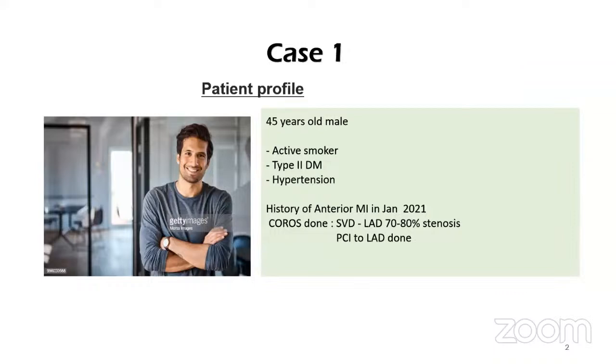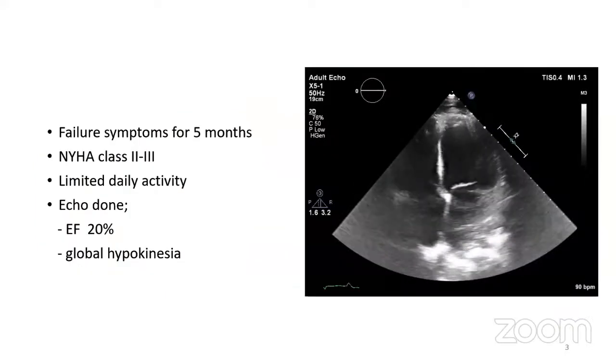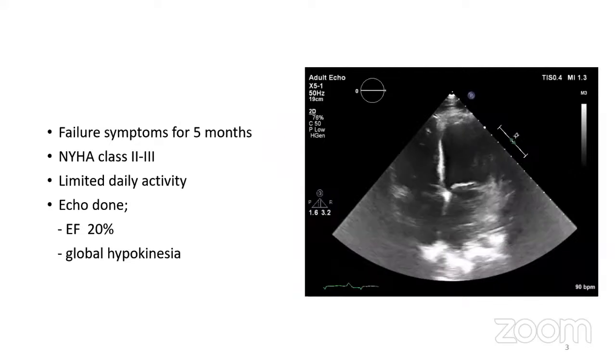The first case is a 45-year-old gentleman who is an active smoker. He is a type 2 diabetic with hypertension. He had a history of anterior MI in January 2021. Coros were done and noted single vessel disease, where LAD was 70 to 80% stenosis, and PCI was done to LAD. Subsequently, he was quite well until lately, when he presented to us with 5 months history of failure symptoms. He had NYHA class 2 to 3 with limited daily activity. If you can see the echo images, the ejection fraction is very poor, only about 20%, with globally hypokinetic and thinned-out septum.